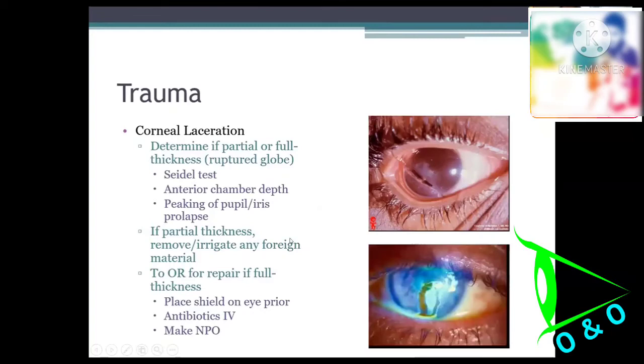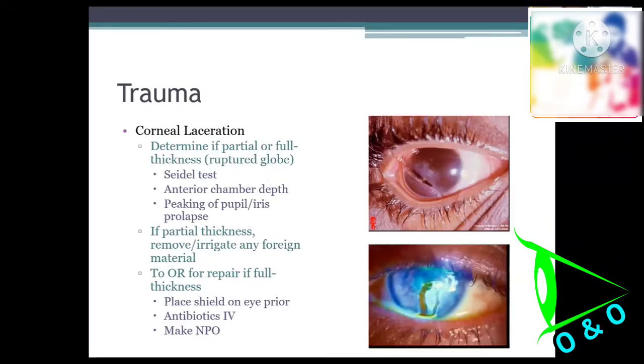Other traumas, corneal laceration. So you want to determine if it's a partial or full thickness laceration. So do the Seidel test, see if you have evidence of leakage. Another test you can do is to check the anterior chamber depth and compare it with the other eye. So if you've got a flat chamber, probably a full thickness penetration.